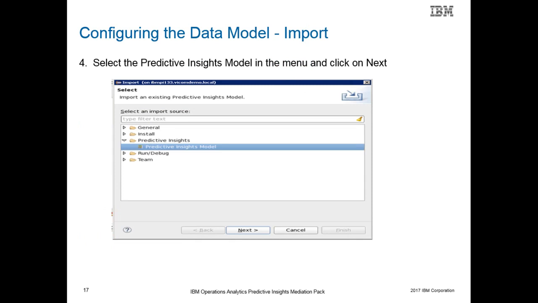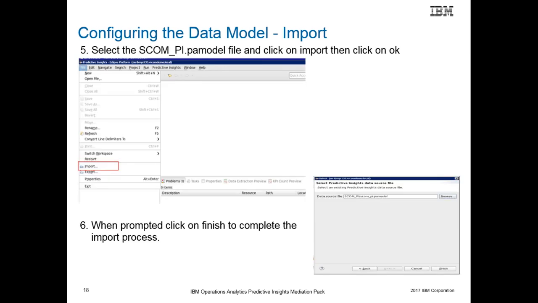Select the Predictive Insights model in the menu and click on Next. Select the Microsoft SCOM PA model file and click on OK. When prompted, click on Finish to complete the import process.